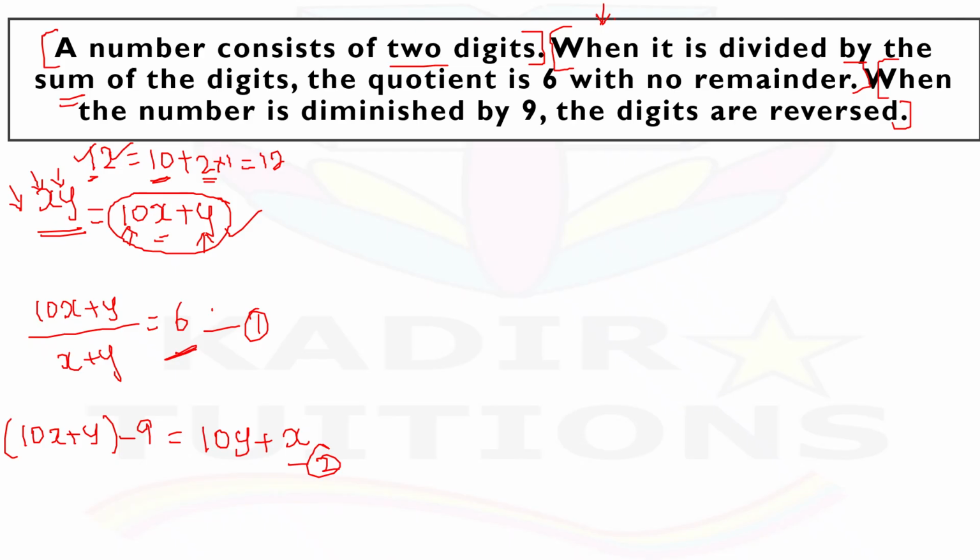Now the first mathematical statement, I'm going to simplify it. Here, see, in the LHS we have x plus y in the denominator. So we will move this x plus y to the RHS. So what will it become? 10x plus y equals 6 into x plus y.